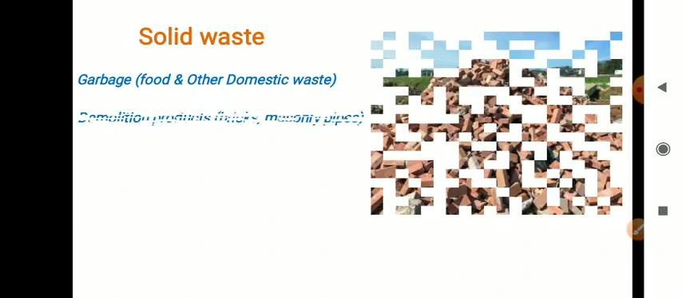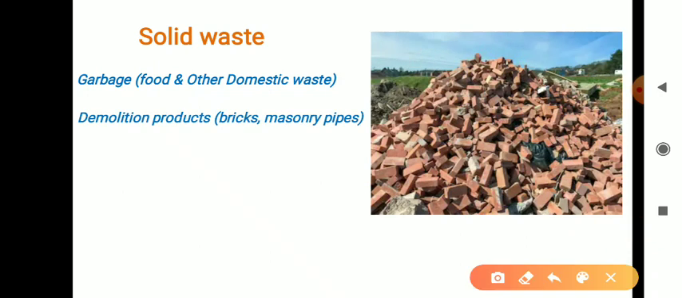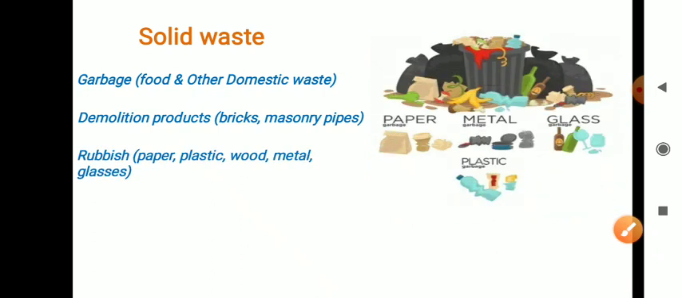Next one is demolition products. Demolition products include bricks, meaning whatever material is produced by the deconstruction of any building is known as demolition products. Next one is rubbish. Rubbish includes paper, plastic, wood, metal and glass.